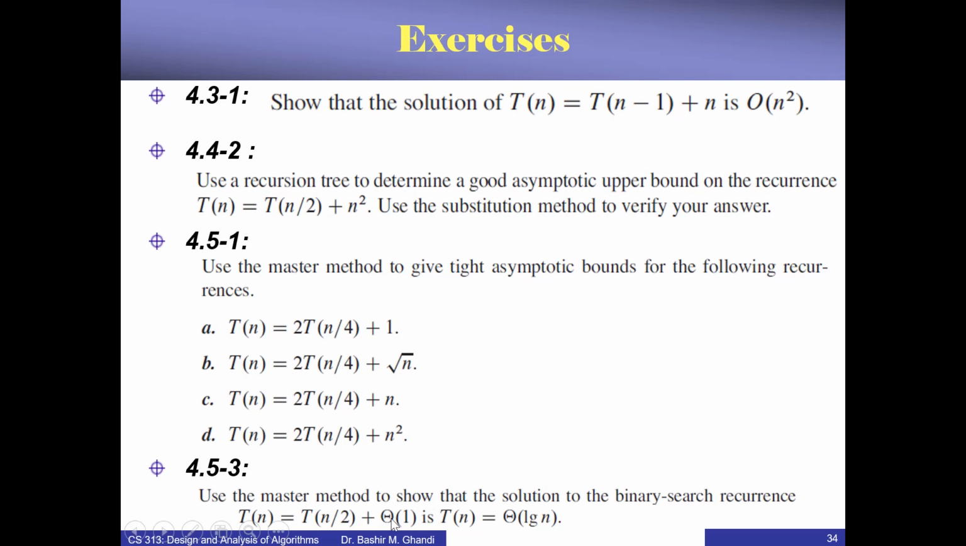You can replace this theta of 1 with a constant c, for example. Right, so that's the end of the exercises and the end of the lecture. I hope by this you will have learned now how to solve recurrence relation using the 3 methods: master theorem, a recursive tree, and the substitution method.